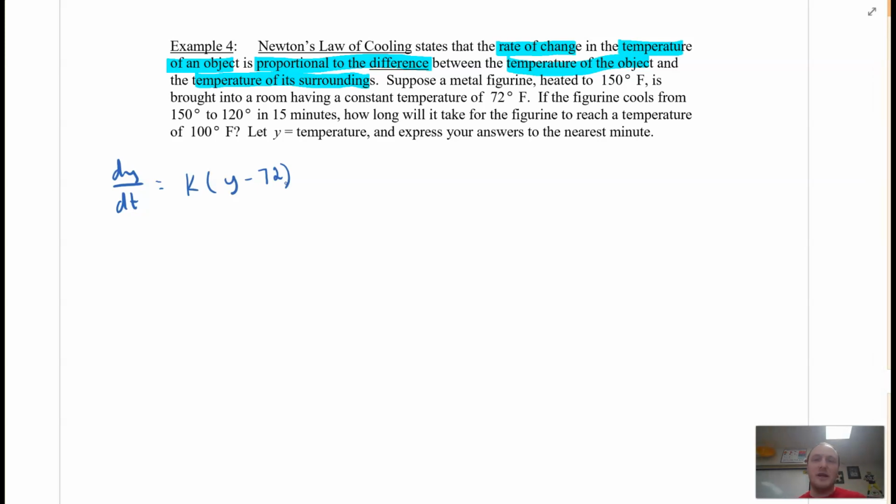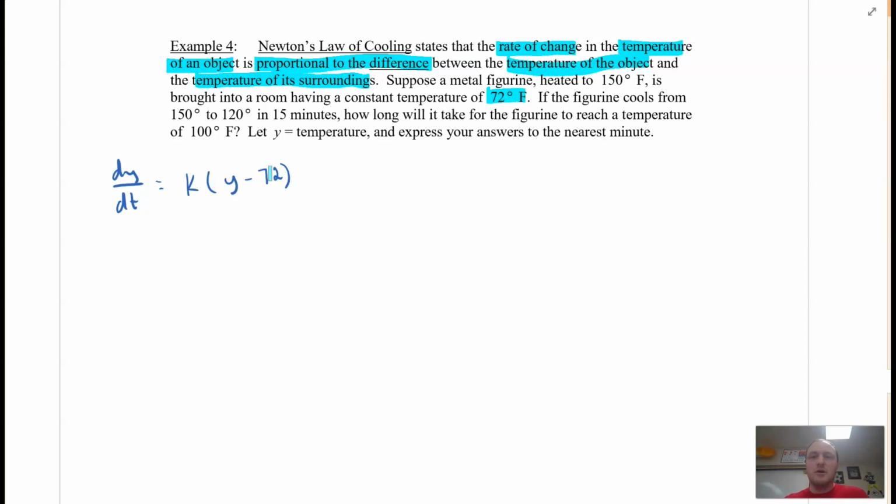Okay, so let's go ahead and look at a specific case. Here they say that suppose a metal figurine is heated to 150 degrees and is brought into a room having a constant temperature of 72 degrees. Right, that's why I put in 72 there. So we bring this figurine in and this model represents this situation.